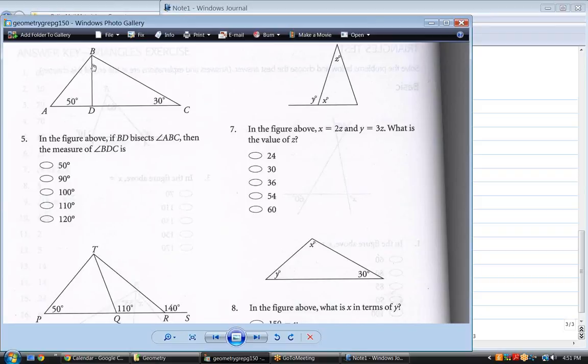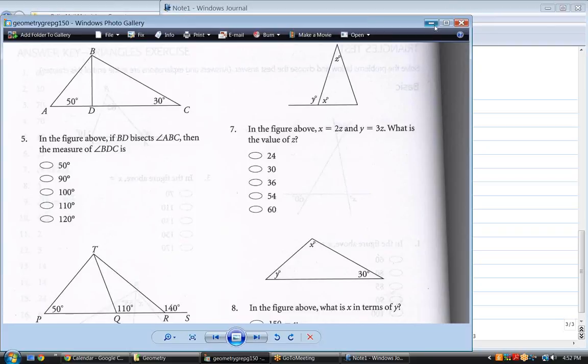100. Okay, and if BD bisects that angle, what is this angle right here? Would it be 60? 50. If you bisect something, you cut it in half. So if the whole angle is 100, half of it is 50. So now this one's 50, this one's 30, this one has to be what? 50 and 30 is 80, so it's 100. Yeah, it looks 90, but it's not, it's 100.